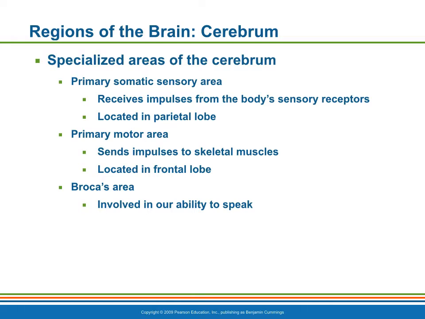Most of the neurons in the primary motor area control body areas having the finest motor control: the face, the mouth, and the hands. A specialized area very involved in our ability to speak is called Broca's area. Damage to this area, which is located in only one hemisphere, causes the inability to say words properly. You know what you want to say, but you can't vocalize the words.